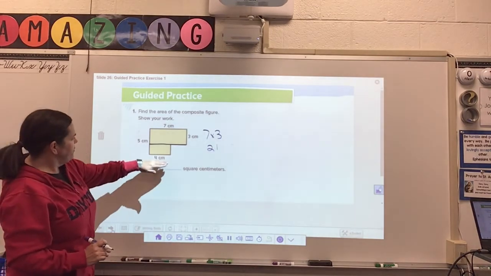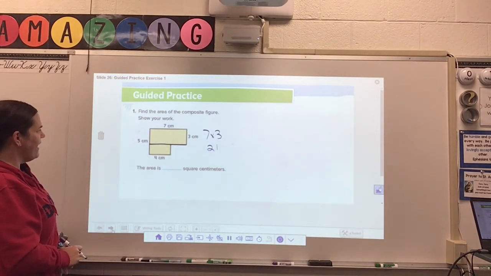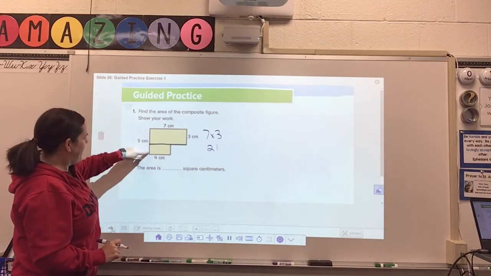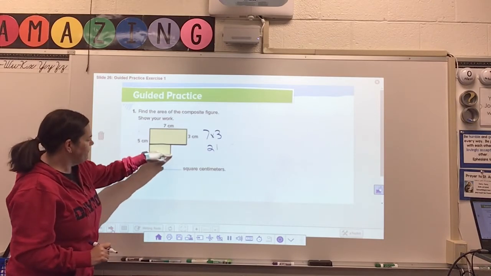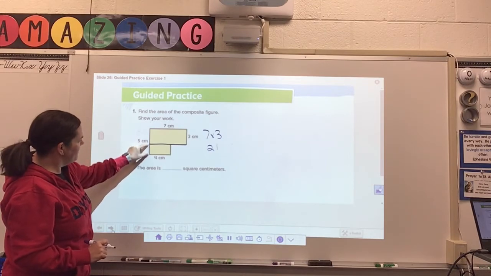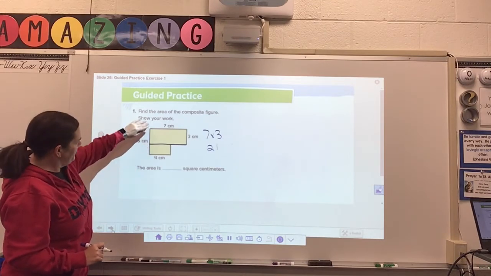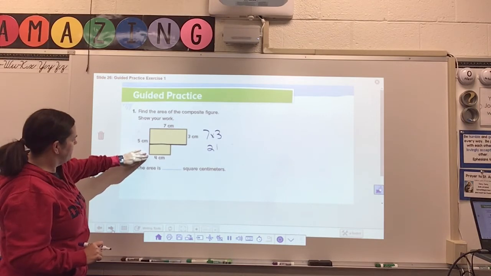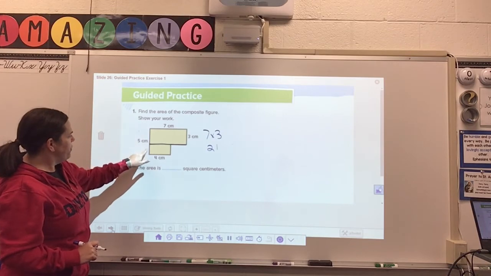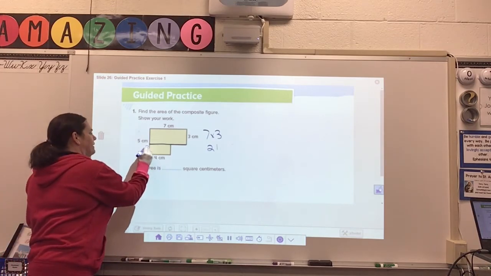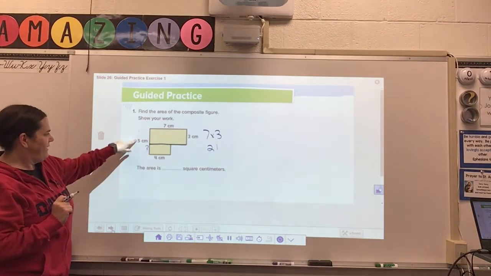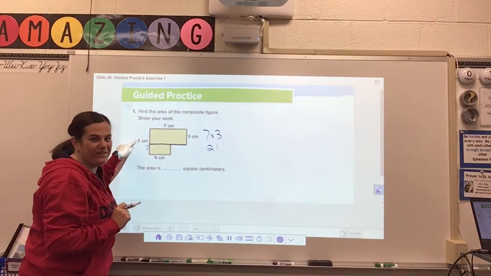Now this one's a little more challenging because, again, I have to figure out the length of this side. I know that the length of this side is 4 centimeters, but I have to do a little math to figure out the length of this part. Well, this whole side is 5 centimeters. And from here to here is 3 centimeters. So what am I going to add to 3 to get 5? Did you figure it was 2?